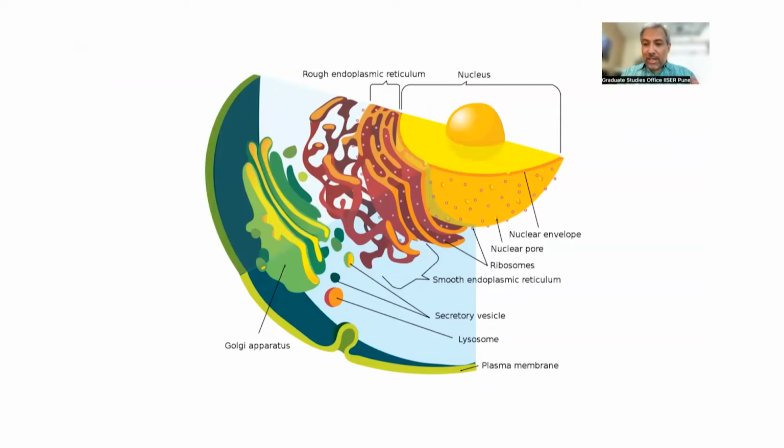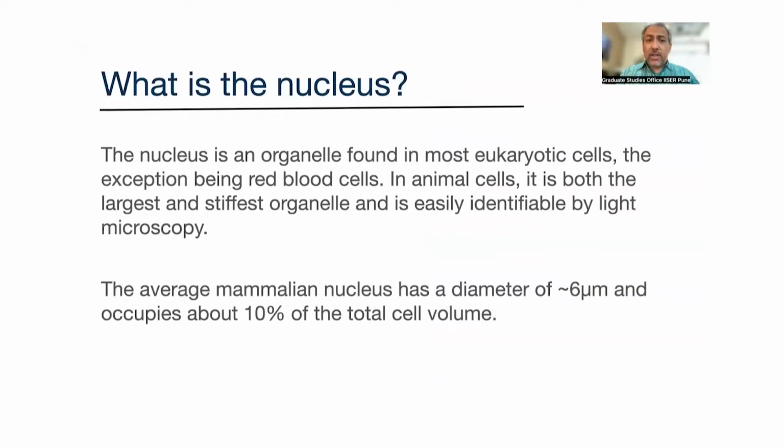Which brings us to the organelle that we want to look at now, which is the nucleus. The nucleus is an organelle that's found in most eukaryotic cells, the exception being red blood cells, okay? If you want to know more about what that means for the red blood cells and why, please go read. But it's one of the cells that actually does not have a nucleus in our body. In animal cells, it is both the largest and the stiffest organelle, and is easily identifiable by light microscopy.